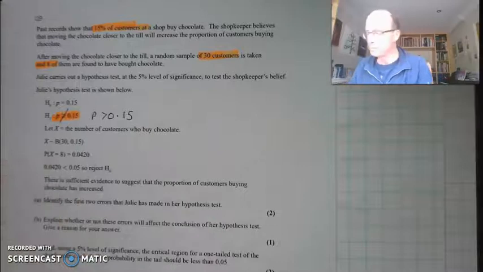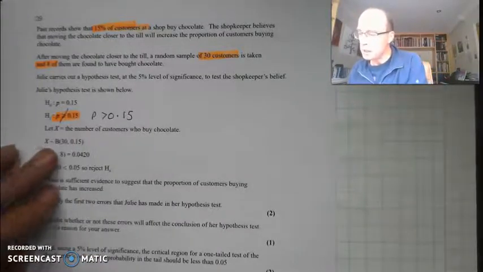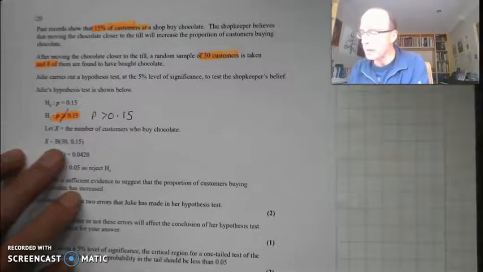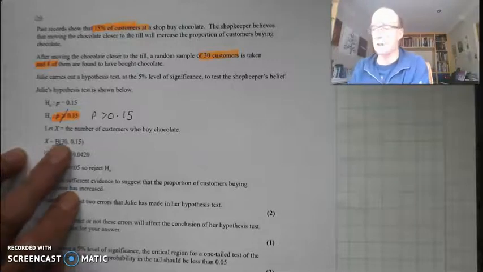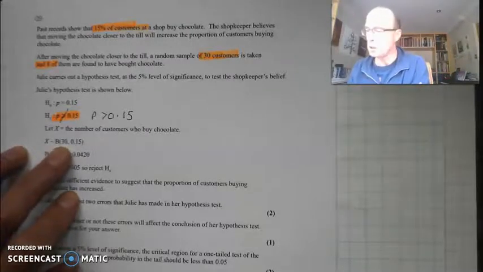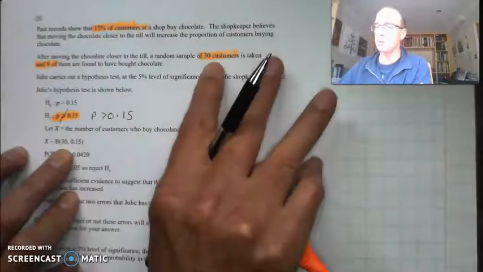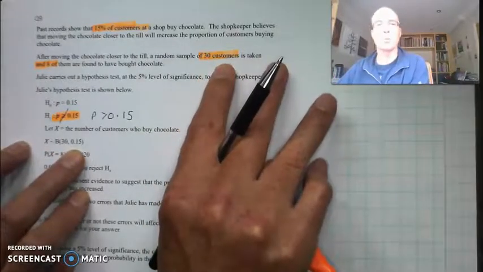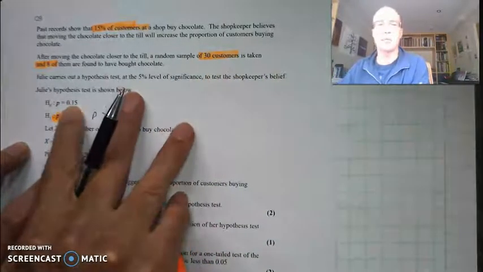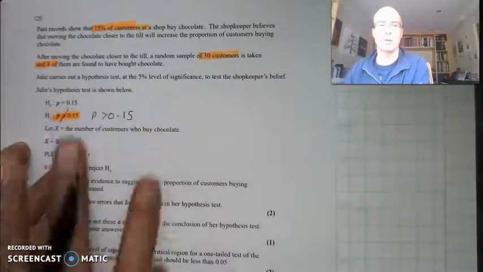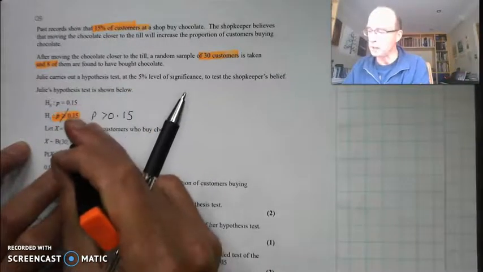So first mistake. Second mistake, well, first of all, she did the next bit right. She identified that X was going to follow a binomial distribution with 30 trials. That was the 30 customers with probability 0.15. That was the 0.15 from the null hypothesis. So that bit's correct, and we like that. Let's give that a tick.